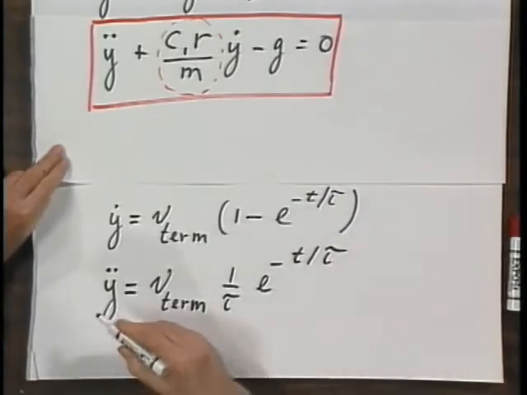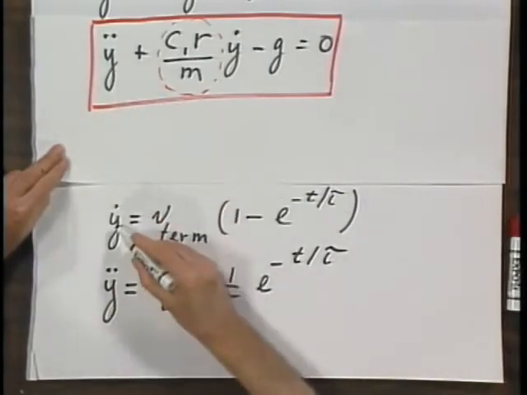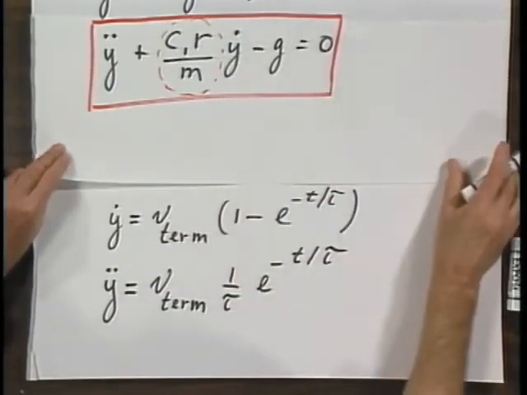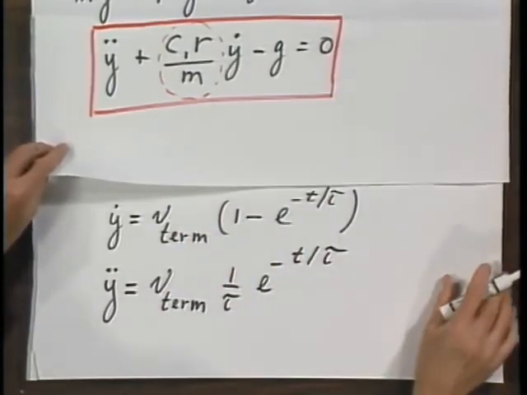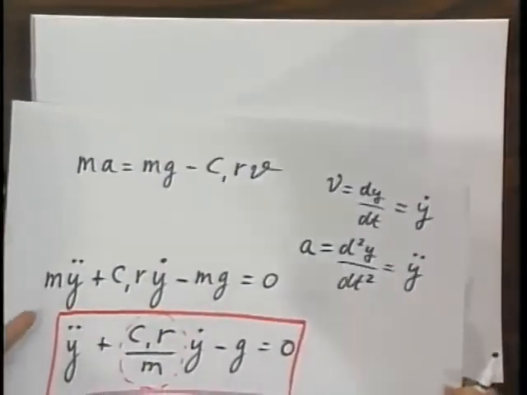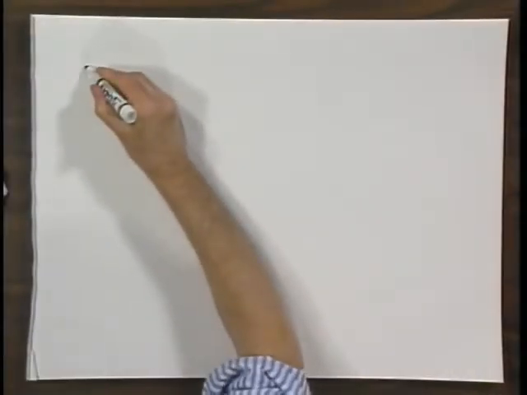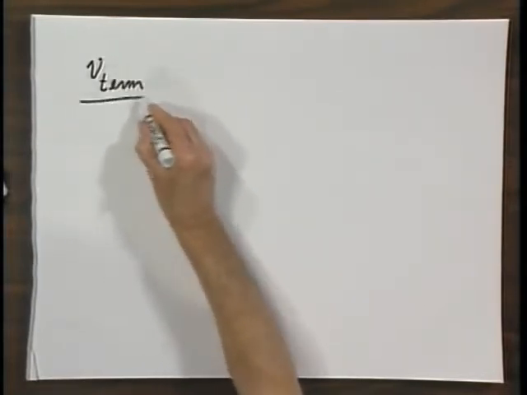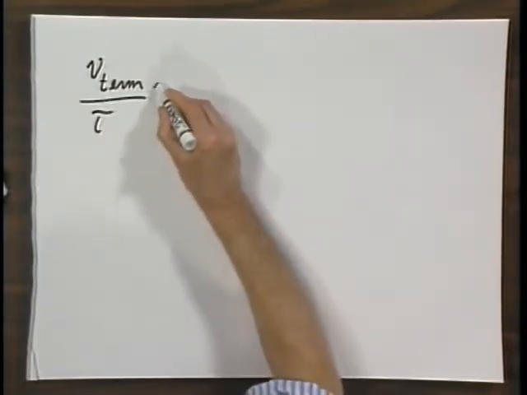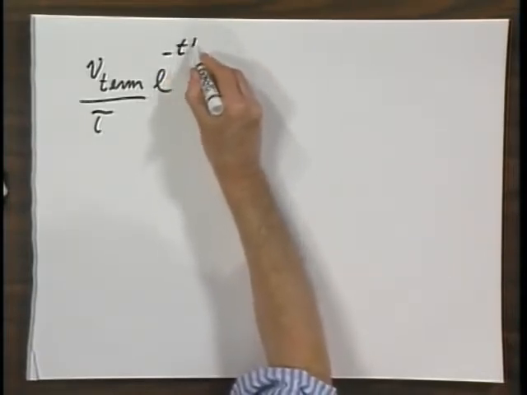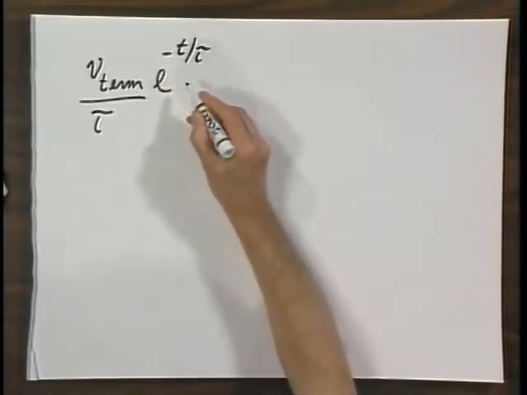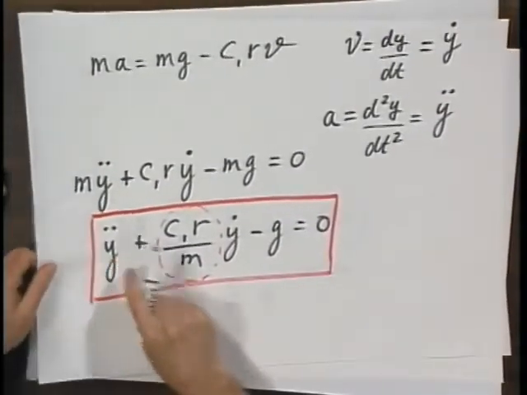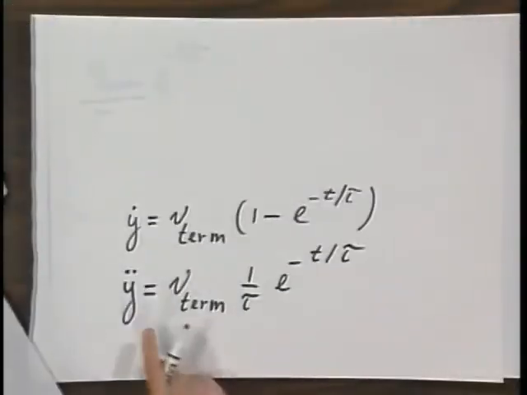So this one comes here, and this one comes here, and I have my minus g. So when I do that, I get v terminal divided by tau times e to the minus t over tau. That's this first term. Here you see it.